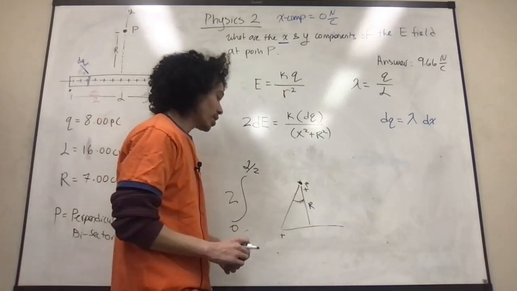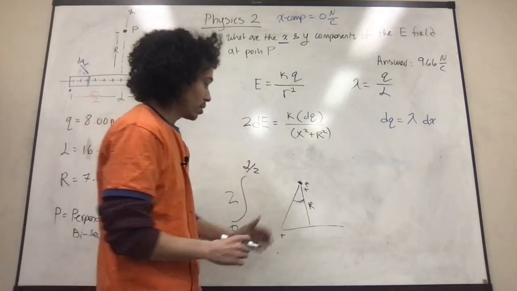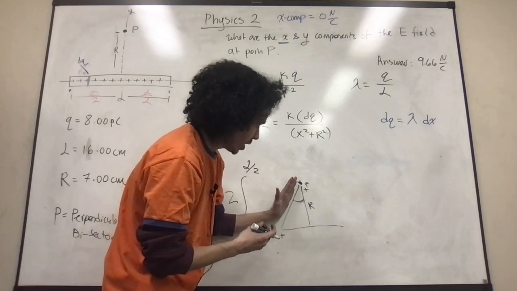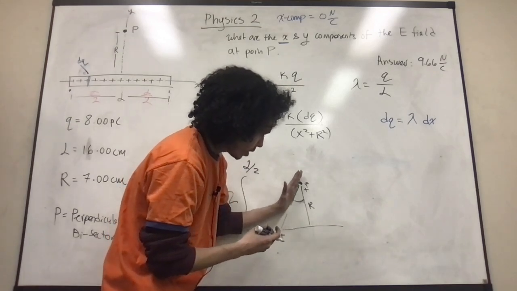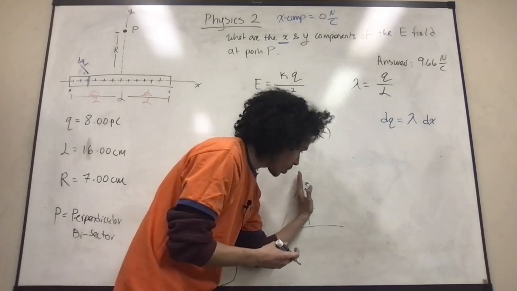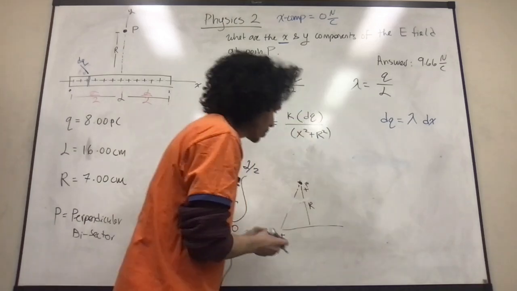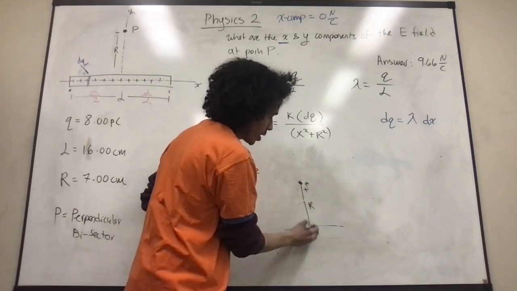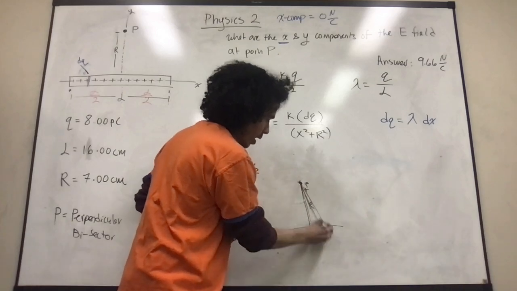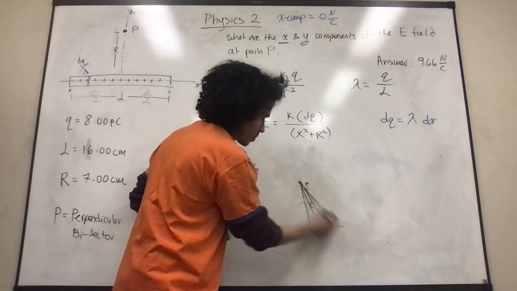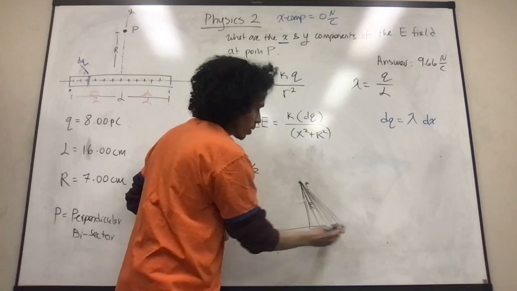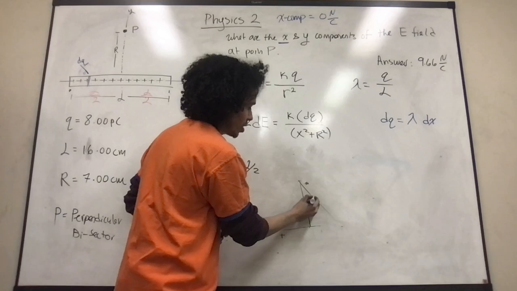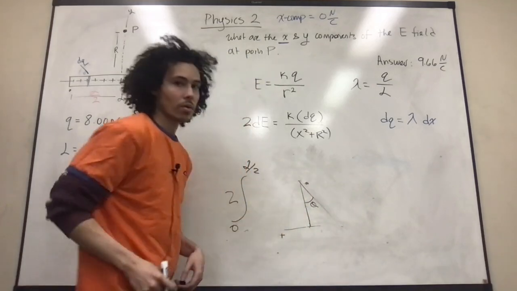If anything, the only angle that would be changing is this one here, because the summation implies that we will be moving across the entire rod. In this case, we will be starting out here and increasing the angle from point P to the rod. Therefore, the angle is going to be changing. It's going to be this one.